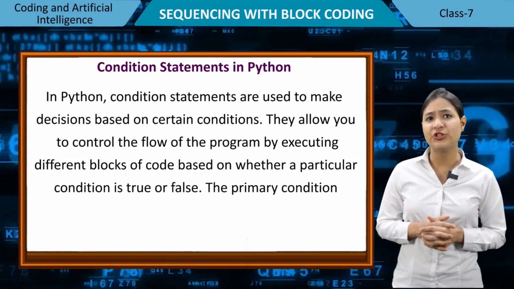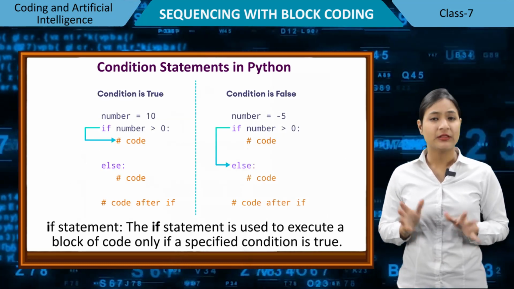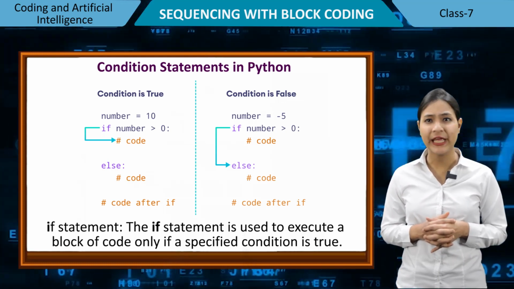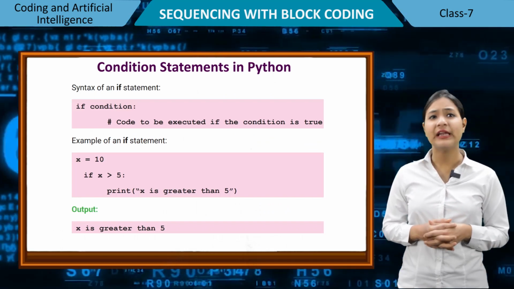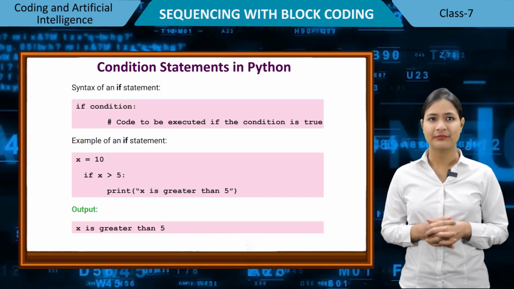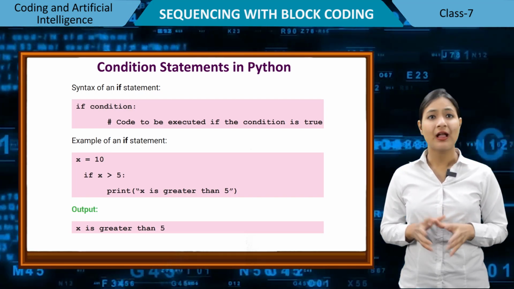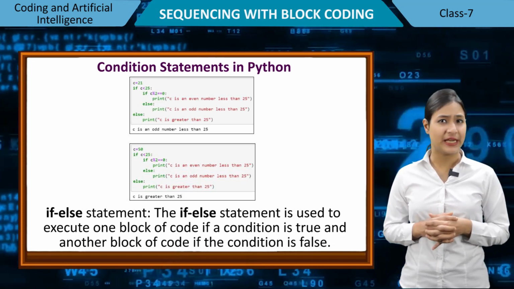The primary condition statements in Python are, first, the if statement. The if statement is used to execute a block of code only if a specified condition is true. Syntax of an if statement. Example of an if statement. Output.